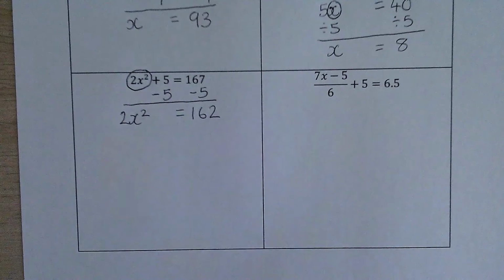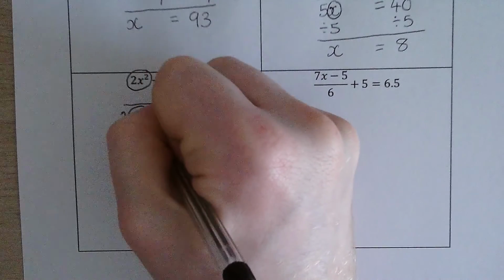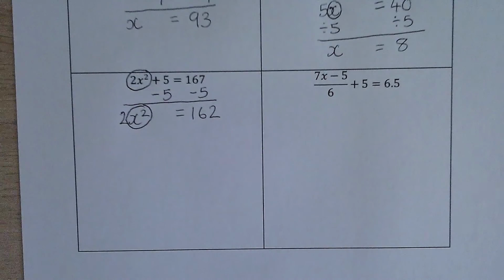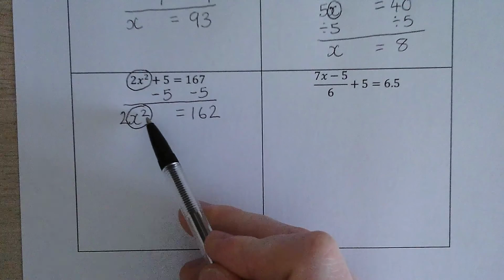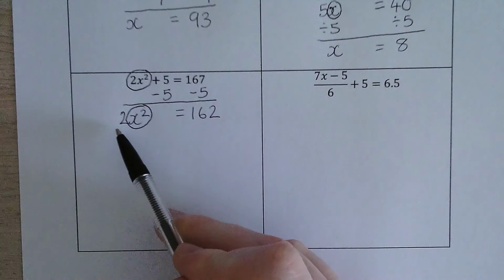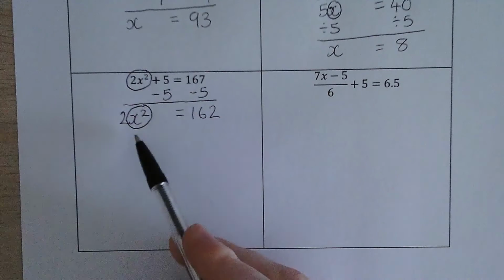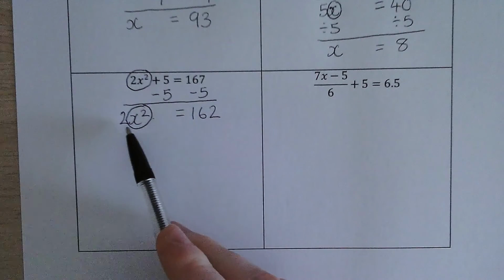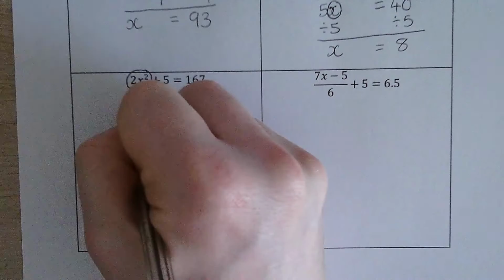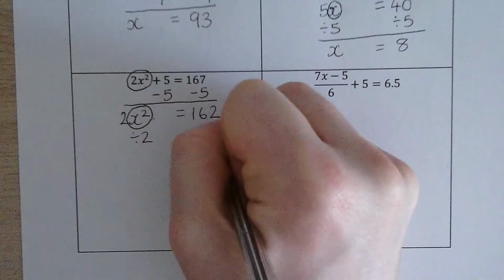What we do here is we need to isolate x squared by itself and get rid of the multiply by 2. The reason for this is, if we think about our order of operations, we would square x first and then we would multiply by 2. So when we're solving an equation, we're trying to undo those steps in the opposite order. So to get x squared by itself, we get rid of this 2 by dividing both sides by 2.